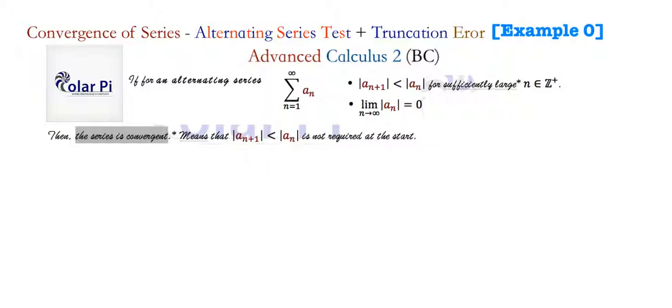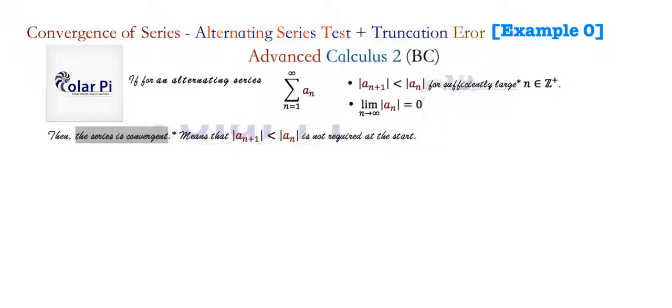And as I said, here's a note on the fact that this first criterion needs to hold true only for sufficiently large n. Okay, cool. So this is all that the alternating series test says. It's not complicated. But let's talk more about it.